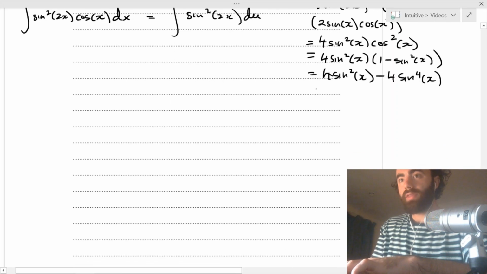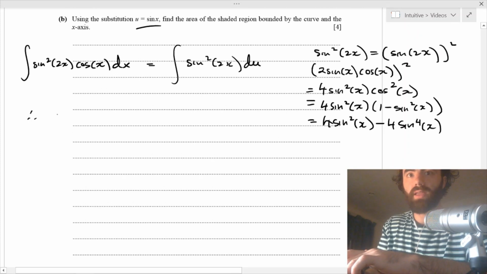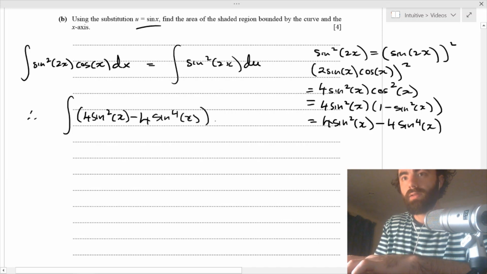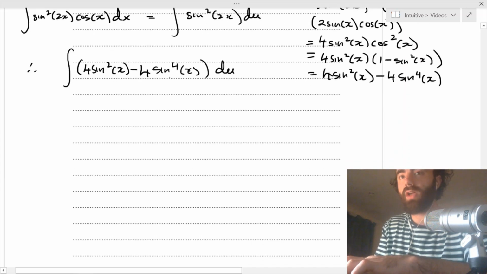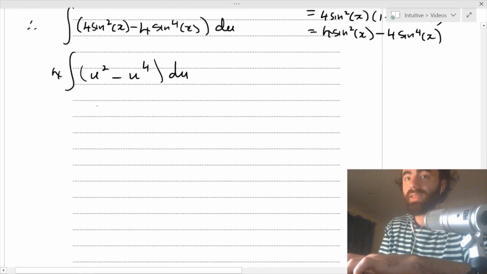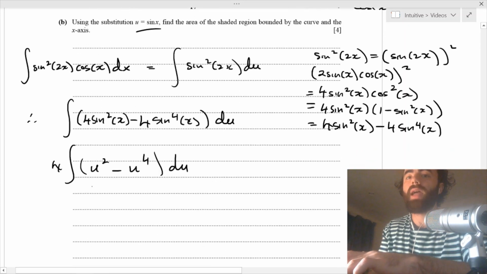Okay, and if I want to now put this into u's, therefore this thing becomes 4 sine squared x minus 4 sine to the 4 x du. So now we have it all in terms of sine of x. That means we could take out a 4, and this becomes u squared, because u is sine x, minus u to the 4 du. And this is definitely something I can solve.